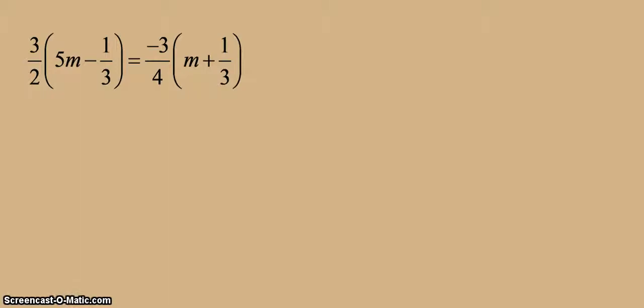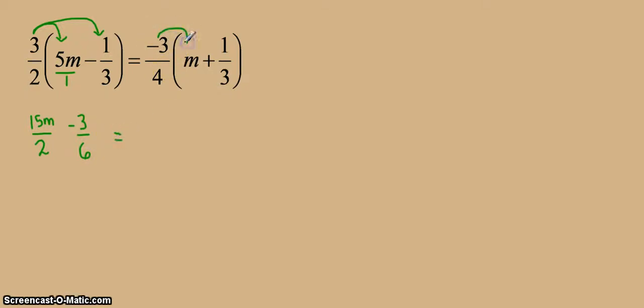In this example, we have to use the distributive property on both sides of the equal sign. So we need to distribute 3/2 among every term inside the first brackets. To do this, we'll write this term as a fraction over 1. Remember, to multiply fractions, you need to multiply the numerator by the numerator and denominator by the denominator. So 3 times 5m is 15m over 2 times 1 is 2. 3 times negative 1 is negative 3 over 2 times 3 is 6, which equals.